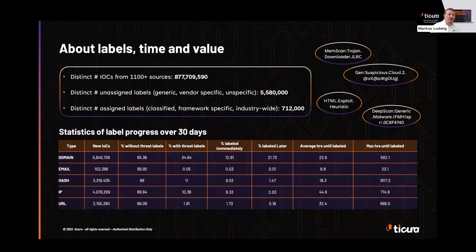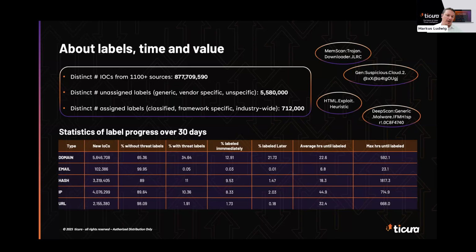In total, and you can see I just added a table here with our analysis over 30 days based on types of indicators like domain, hashes and so on. And we looked at the new IOCs, the total number of new IOCs, how many come with a label actually, how many are labeled immediately and how many are labeled later. And what you can see is only a small percentage ever gets any label.